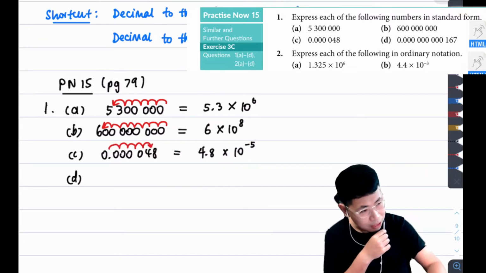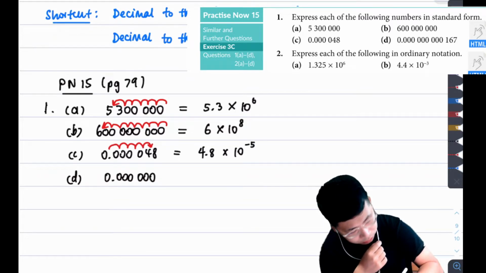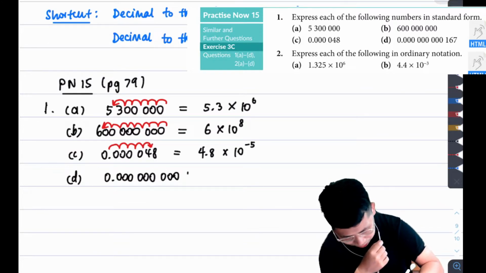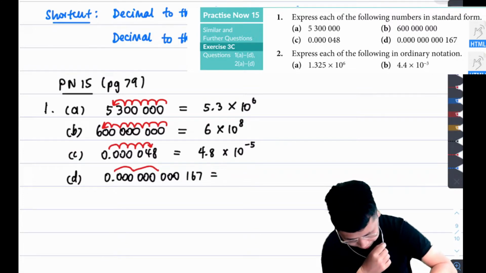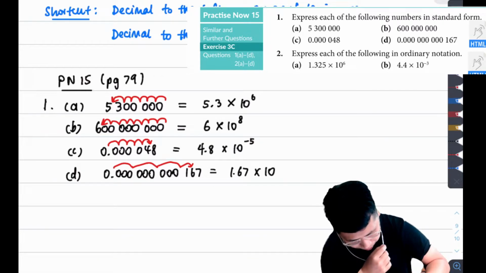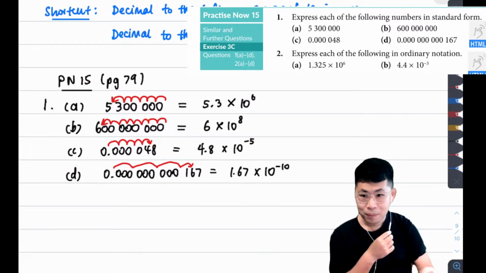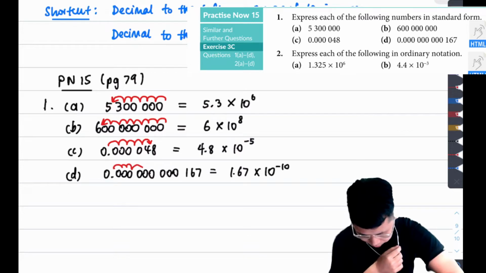Now one last one over here, 0.0000000000167. So this last one over here, we have 3, 6, 9 steps, and then 10. So over here would be 1.67 times 10 to the power negative 10. So I think the easy way is to look at it by threes. 1, 2, 3, 4, 5, 6, 7, 8, 9, 10.